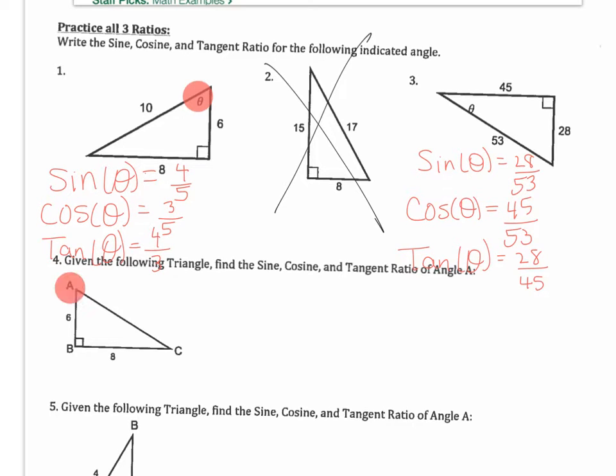So, okay, I'm going to highlight angle A as my reference angle, and I'm going to label O, A, and H. Okay? What do you notice that's wrong about this problem? I don't have a value for H, so in order to find sine, cosine, and tangent ratio, I need to find all 3 sides of my triangle first. So if I have 2 sides of my triangle, how am I going to find the third side? Well, I'm going to do the Pythagorean theorem.